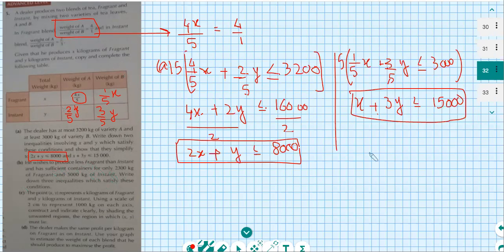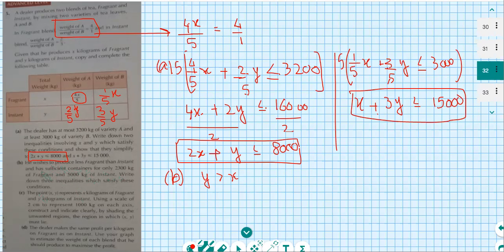So what is instant in this? Instant is represented by y, and fragrant is represented by x. So the inequality becomes y is greater than x, according to this statement, he wishes to produce less fragrant. So x is less than y, or y is greater than x.